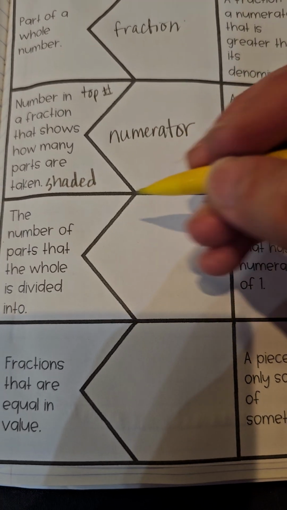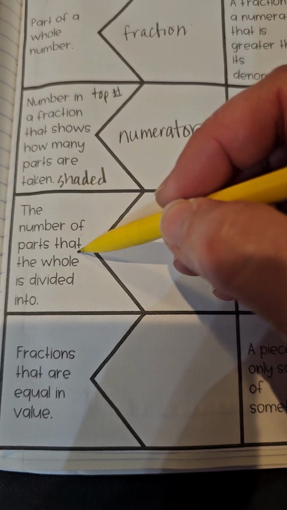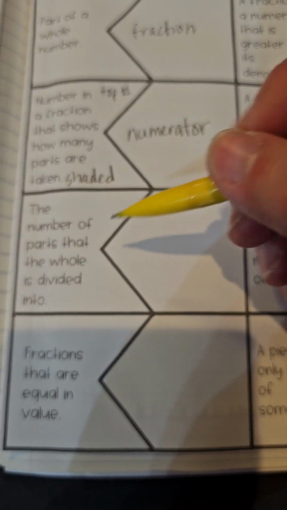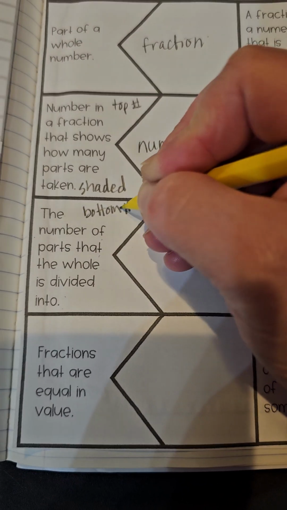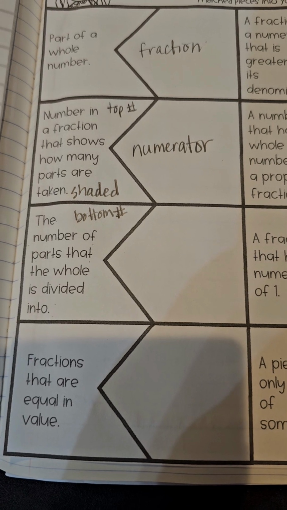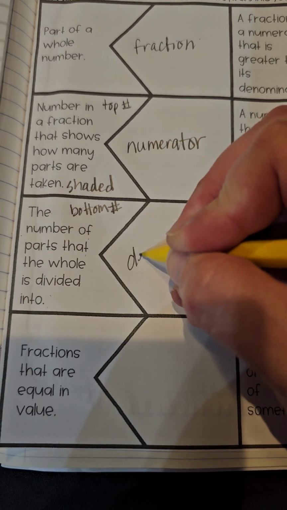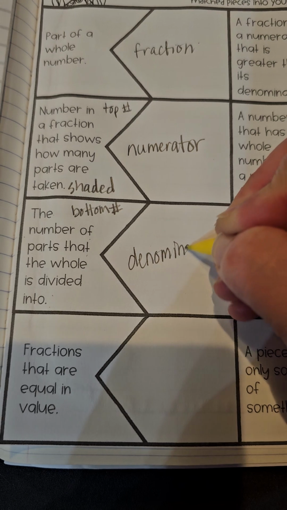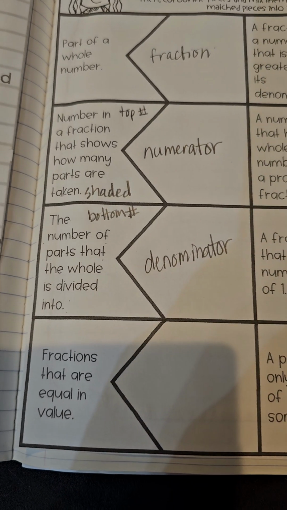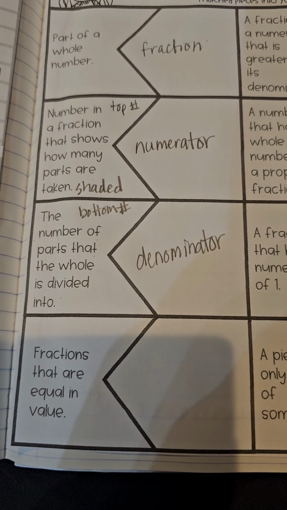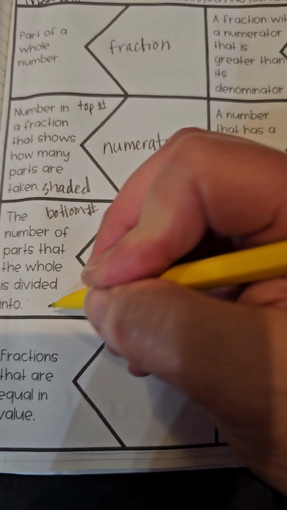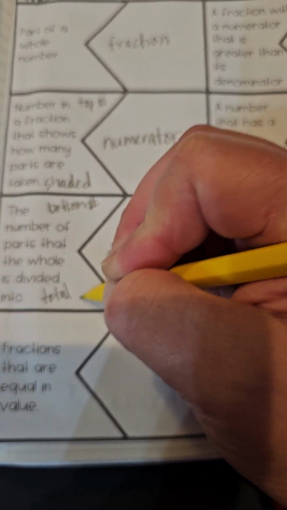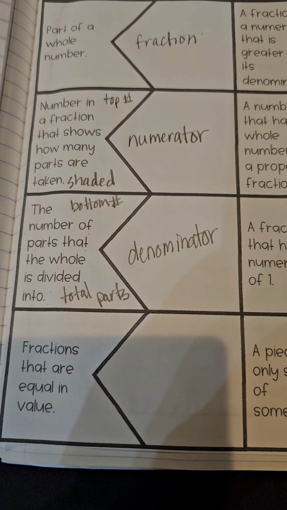And then the next one, it says the number of parts that the whole is divided into. And this is the bottom number. Do you remember that word? Denominator. Bottom number. Number of parts that the whole is divided into. So it's the total parts. Make sure you write that.